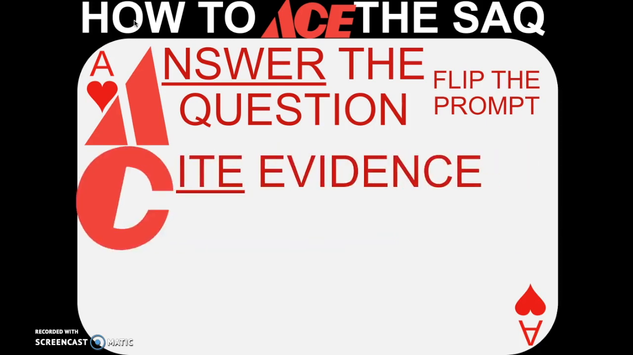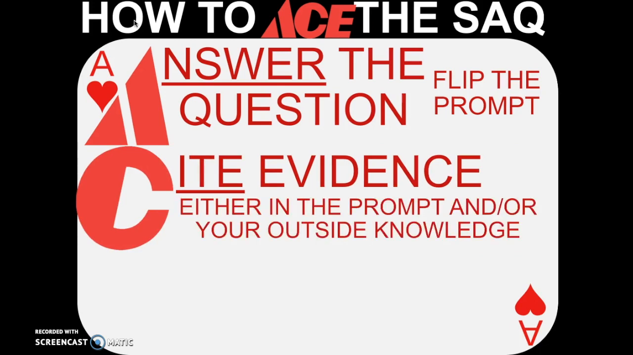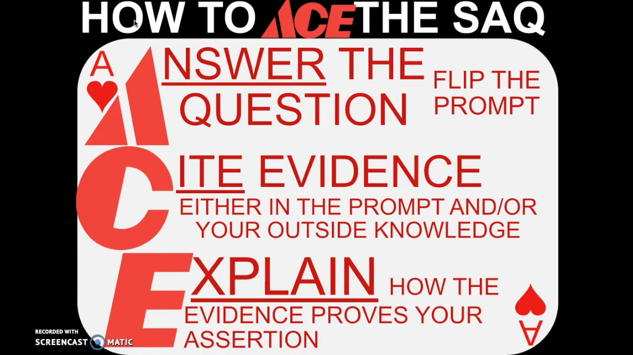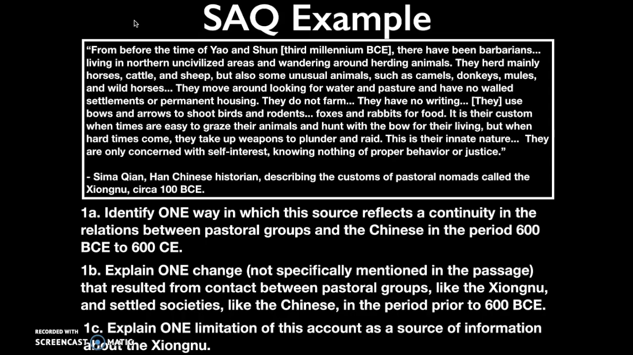And then the second thing you need to do is you need to cite specific evidence. You'll either be given some sort of source in the prompt, in which case you need to utilize the secondary source or the primary source, or maybe they're asking for outside information or outside knowledge that you've gleaned through AP World History throughout the year. And finally, you're going to explain. And you explain by stating how your evidence ultimately proves your assertion. So using words like because is a critical word when you're doing explanation. So we'll look at some examples right now.